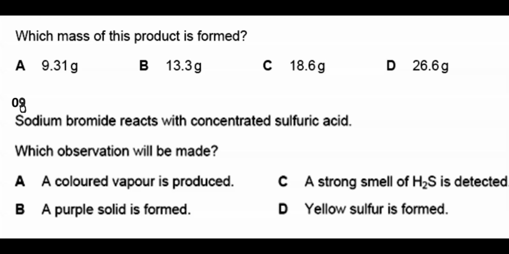Next, B. A purple solid is formed. This is on the reaction with sodium iodide, not bromide. C. A strong smell of H2S is detected. This is also on reaction with sodium iodide. D. Yellow sulfur is formed. This is also on the reaction with sodium iodide. बाकी तीनों जो options हैं वो sodium iodide के reactions के हैं. So the only option that applies to reaction of concentrated sulfuric acid with sodium bromide is option A. Therefore, option A is the correct option for this question.